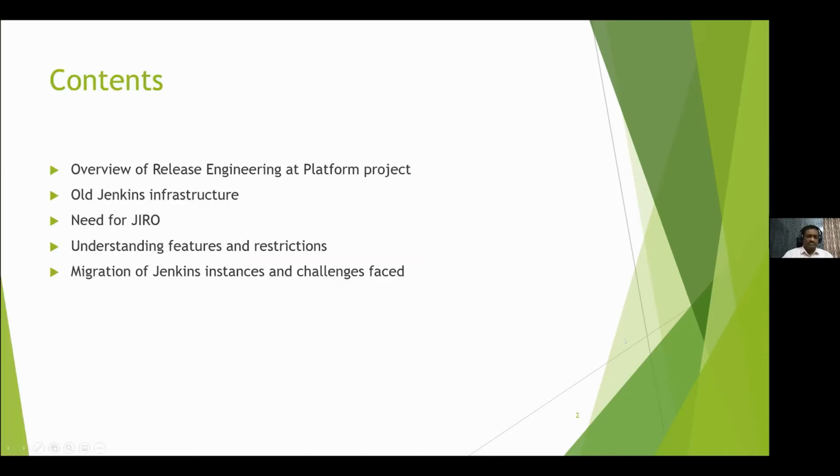Okay, here are the items I'm going to talk about. I will give you a very brief overview of release engineering at Platform Project, and I will give you an overview of the old Jenkins infrastructure and why we need JIRO and what are the features which we get, and along with that, what are some of the features which we had that were removed for security issues and some resource encroachment issues. And finally, how we did the migration and what are the challenges we faced.